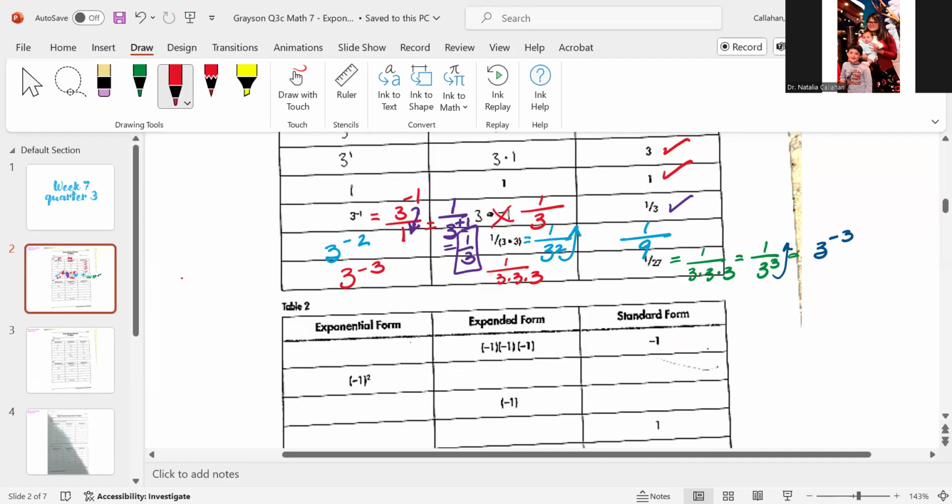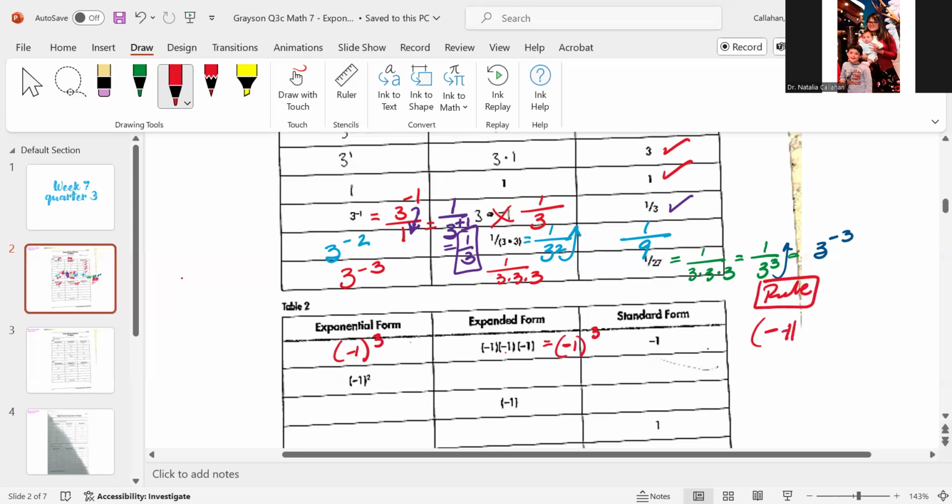Okay. Expanded form, if it's negative 1 times negative 1 times negative 1, right? That's the same thing as saying negative 1, parentheses, to the third power. Right? So this will just be negative 1 to the third power, right? And then also, remember, there's a rule. So put rule.